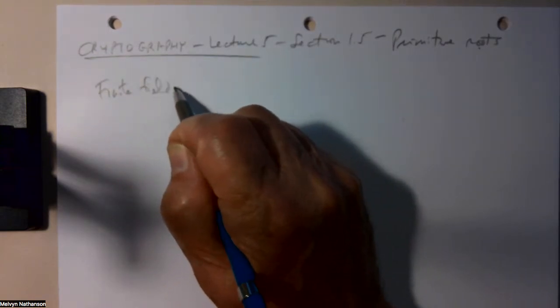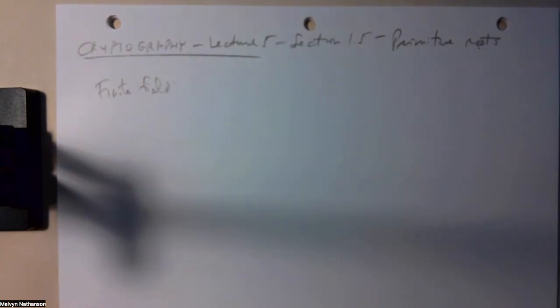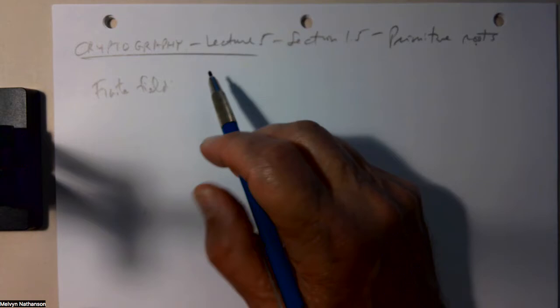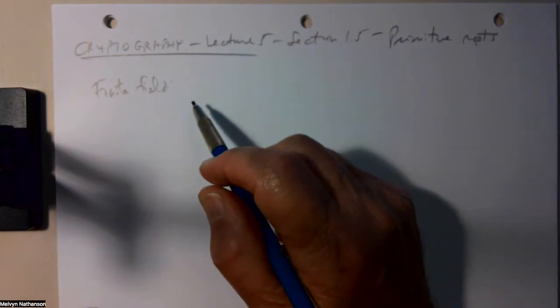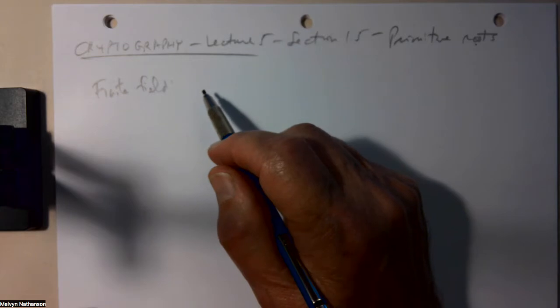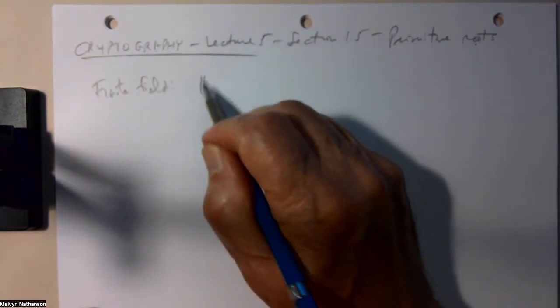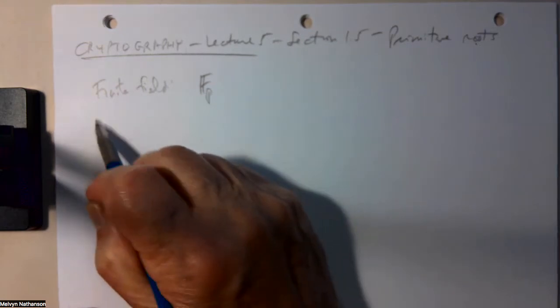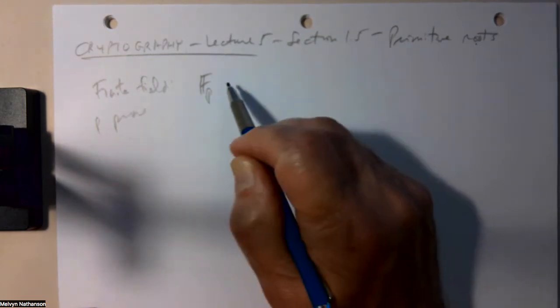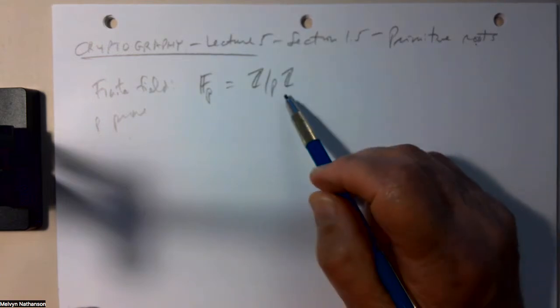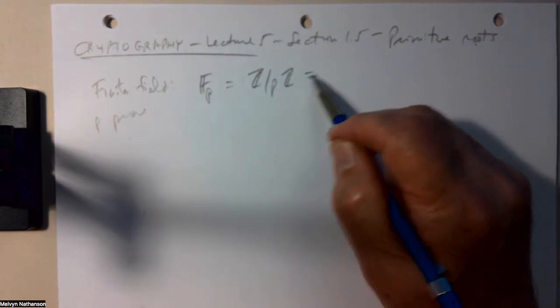A field is a set of elements, numbers, that you can add, subtract, multiply, and divide. Divide means divide by anything except 0. The real numbers and the complex numbers are examples of fields. They're infinite fields, but there are also finite fields. For every prime p, the finite field with p elements is the set of classes of integers modulo p.